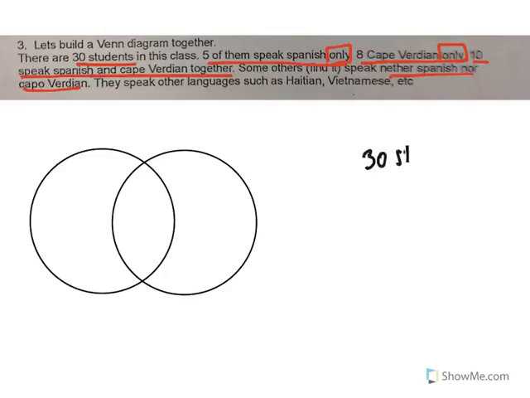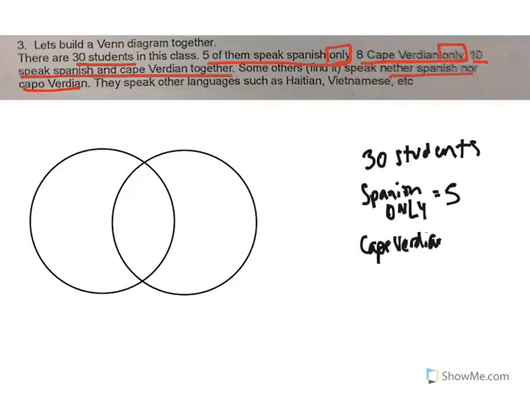So I have 30 students in total. 5 speak Spanish only. 8 speak Cape Verdean only. And then 10 speak Spanish and Cape Verdean. Okay?